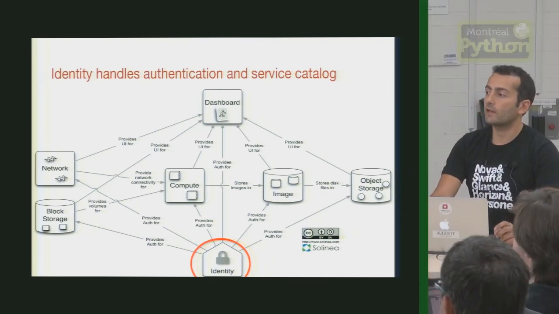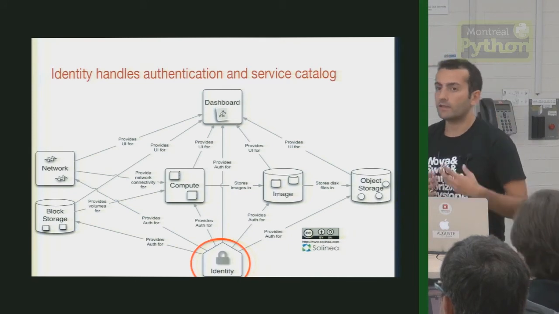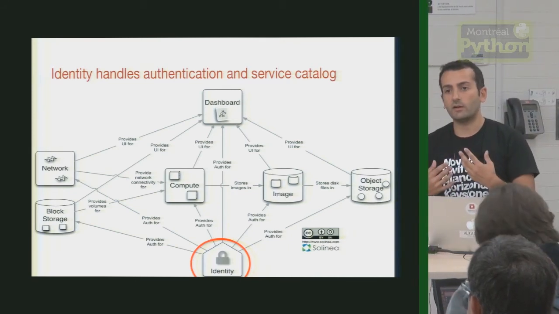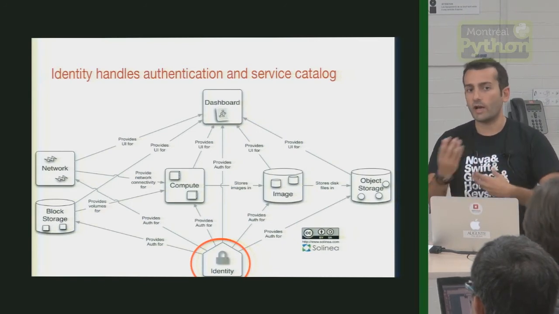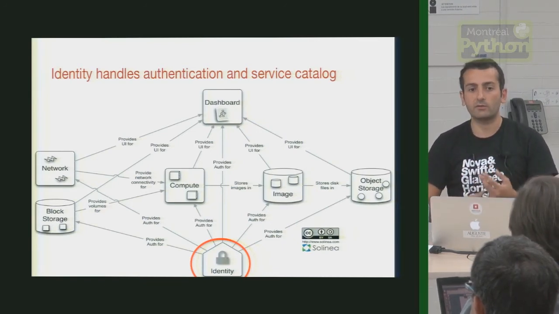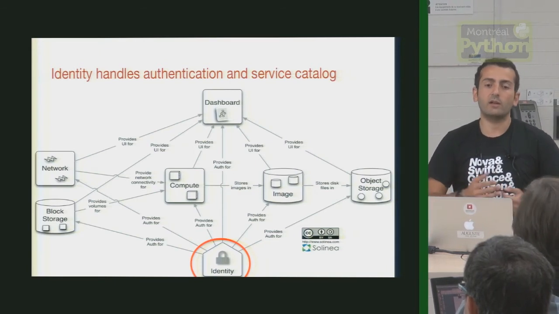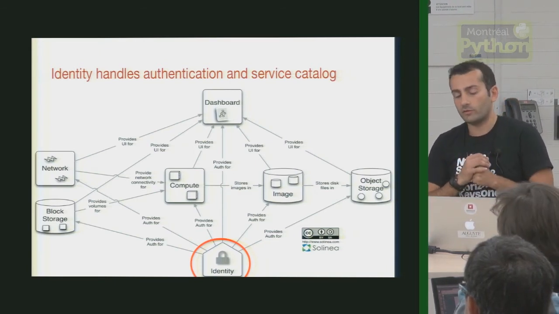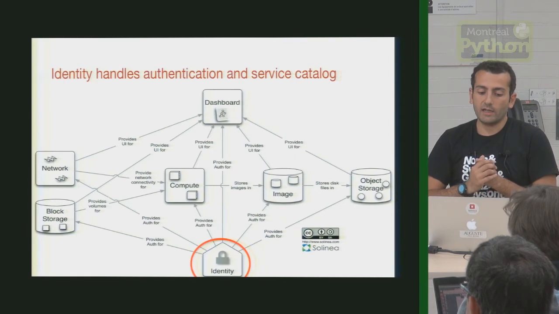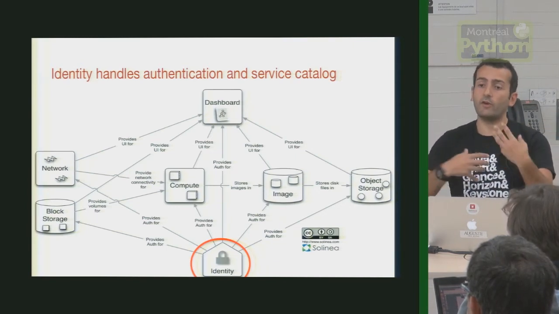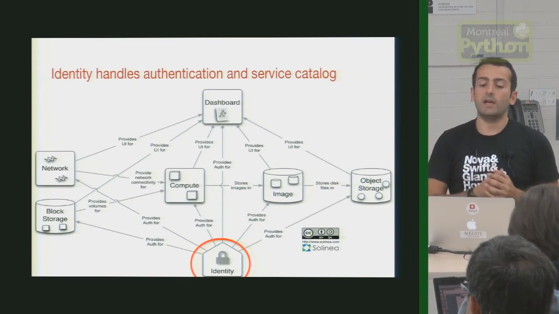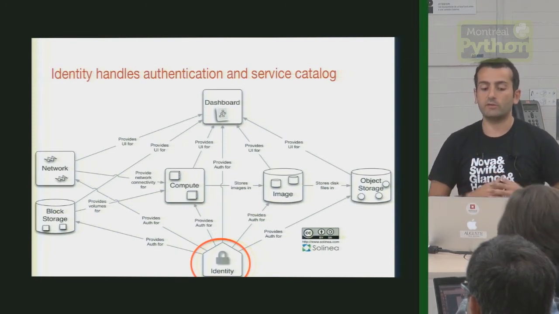Identity is literally an API that plugs together a bunch of authentication mechanisms, in a very modular way, to your LDAP, to your Active Directory, or even a local SQLite database that a lot of people use as well. It's the one that ties all the services together to give authorization and authentication and give the right resources to each one.